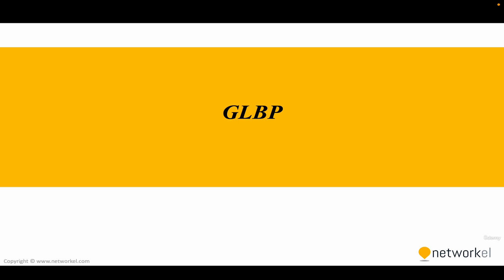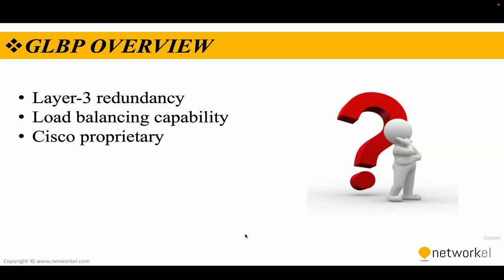In this video, we will talk about the GLBP protocol. So GLBP is a Cisco proprietary protocol, guys, used for providing automatic router redundancy and load balancing. Okay, that is the key for GLBP, load balancing in IP networks.